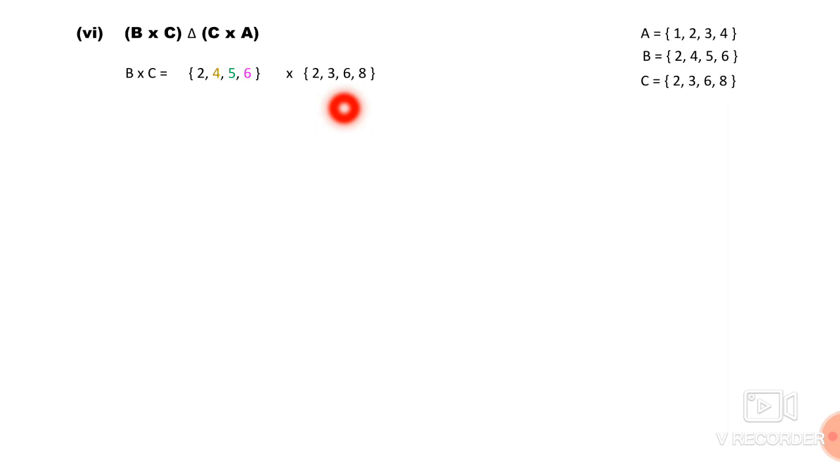After part 5 we have part 6. Okay, in part 6 set A, B, C are the same which were given in the previous questions. You will find B cross C first in the exact same way as explained in the previous questions. Okay, 4 elements, so we will have total 16 ordered pairs. These are the ordered pairs.